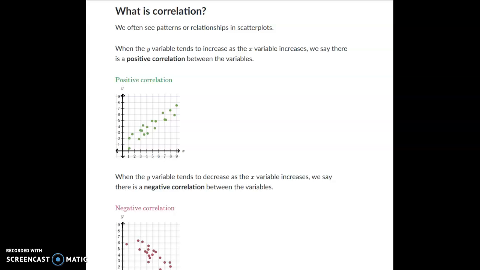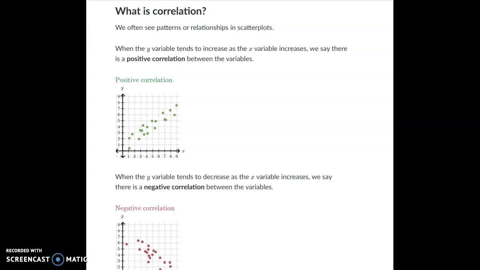Well, when the y variable tends to increase as the x variable increases, we say there's a positive correlation between the variables. So this first graph has a positive correlation. It's equivalent to having a line with a positive slope. Later on, we're going to be looking at the correlation coefficient, which is a way of measuring that. And that will also be a positive number if there's a positive correlation.